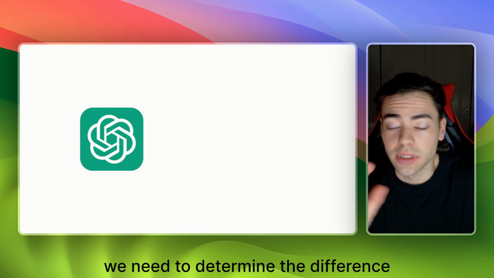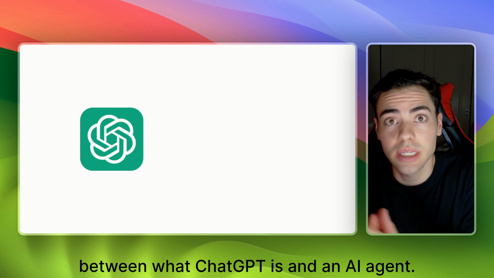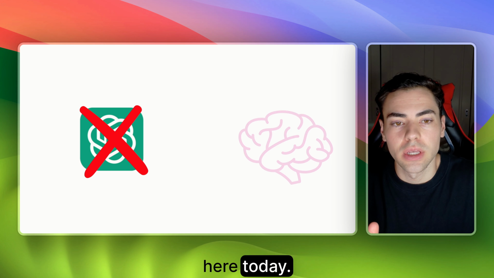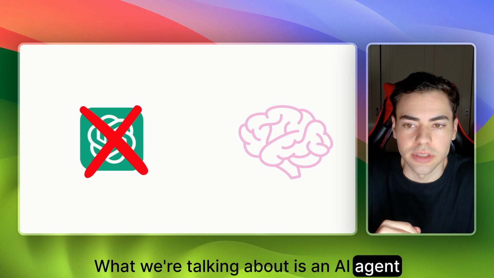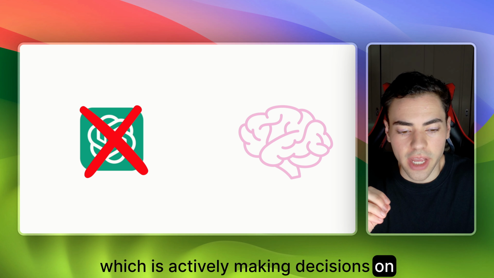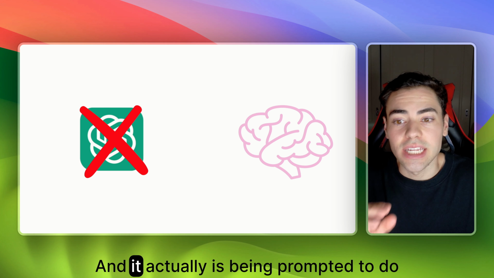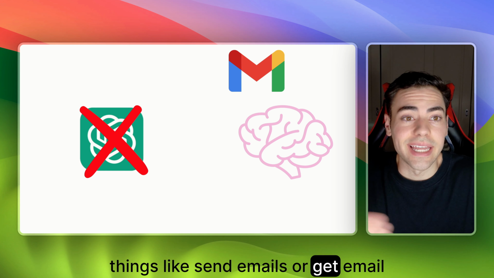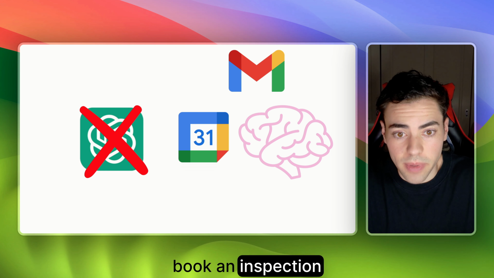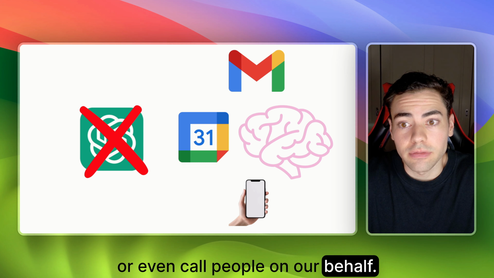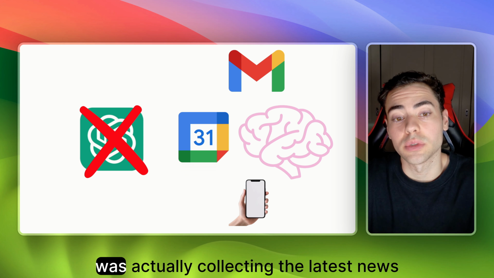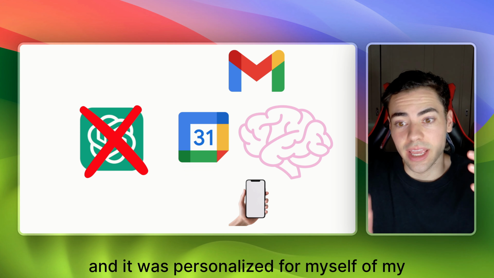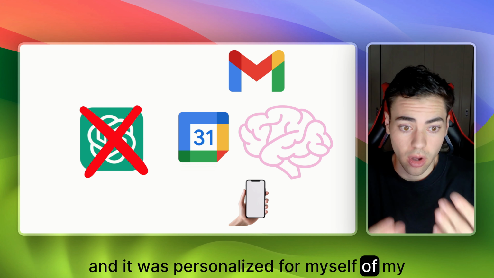Firstly, we need to determine the difference between what ChatGPT is and an AI agent. You see, we're not talking about a simple chatbot here today. What we're talking about is an AI agent, which is actively making decisions on our behalf, and it actually is being prompted to do things like send emails or get email summaries, book an inspection, or even call people on our behalf. Now, the demo I showed you at the start was actually collecting the latest news from different resources, and it was personalized for myself, of my liking.